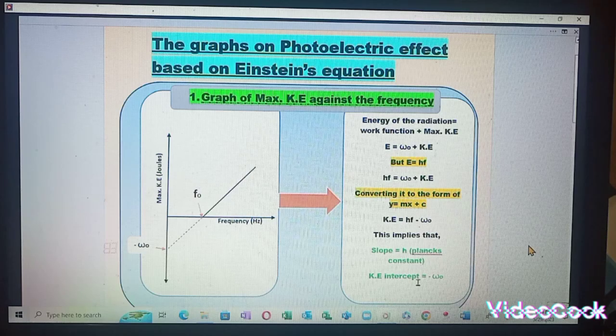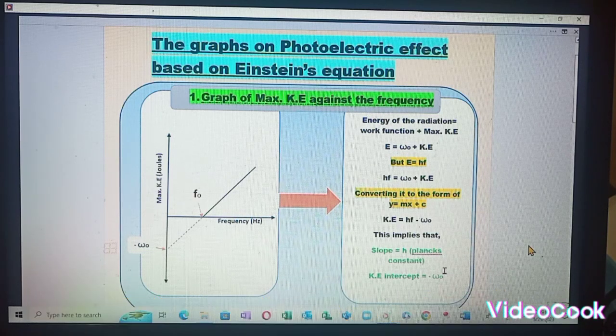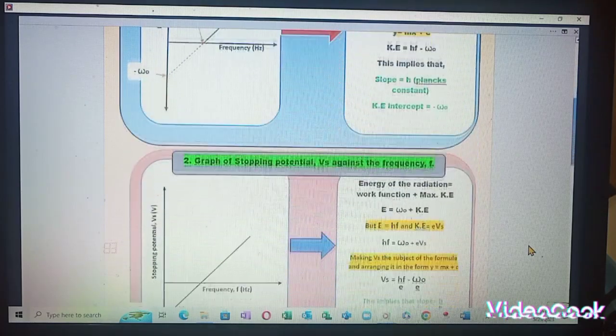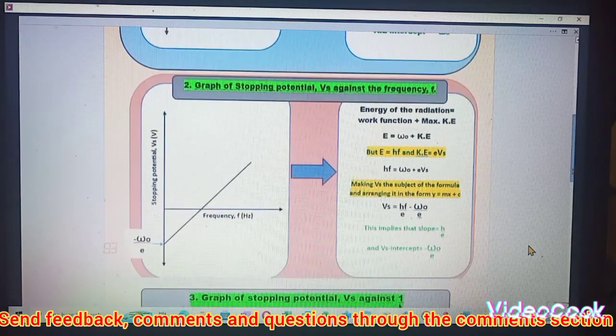Then if we go to the second part, we have m, which is our h. That means the slope of this graph represents Planck's constant, since it is m. So if you are told to find Planck's constant from this graph, you are simply told to find the value of the slope. So that is how we interpret that first graph. You can send your feedback or questions in the comment section.